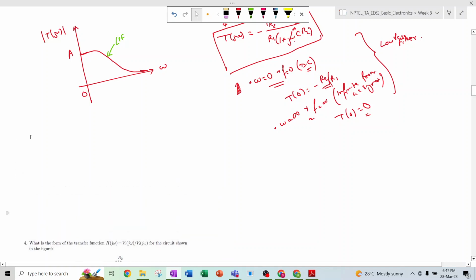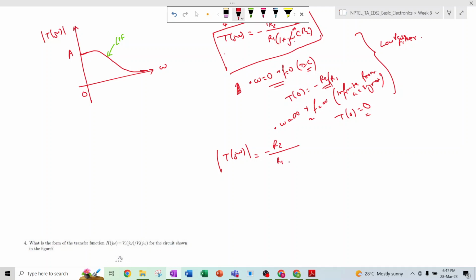The 3 dB frequency means, in the low pass filter, from the graph we can see that this has two values. One is the magnitude. What is the magnitude value? This is minus R2 divided by R1 times root over 1 plus omega square C square R2 square. So we are plotting this thing over here only, which is mod of T of j omega, right?